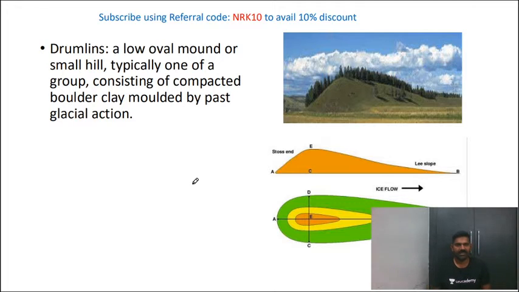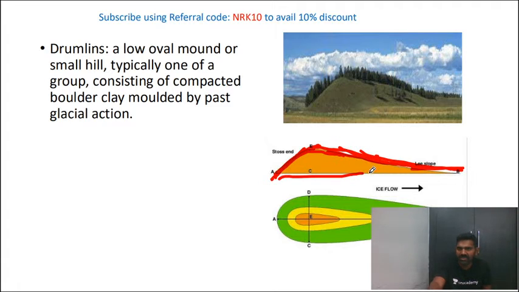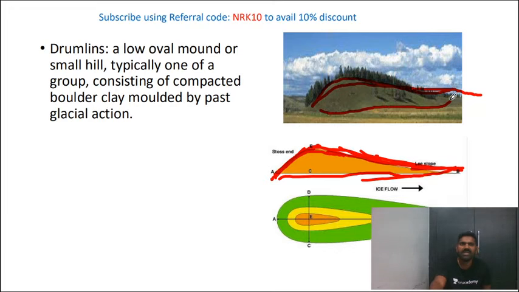Next one, drumlins. See here, because of the movement of the glacier, sometimes the deposition happens in this form. How does deposition happen? On one side you can see a high fall, and on the other it will be very slanting like this. This kind of deposition is called a drumlin. You see this kind of body all over the world. There are a lot of drumlins seen all over the world.